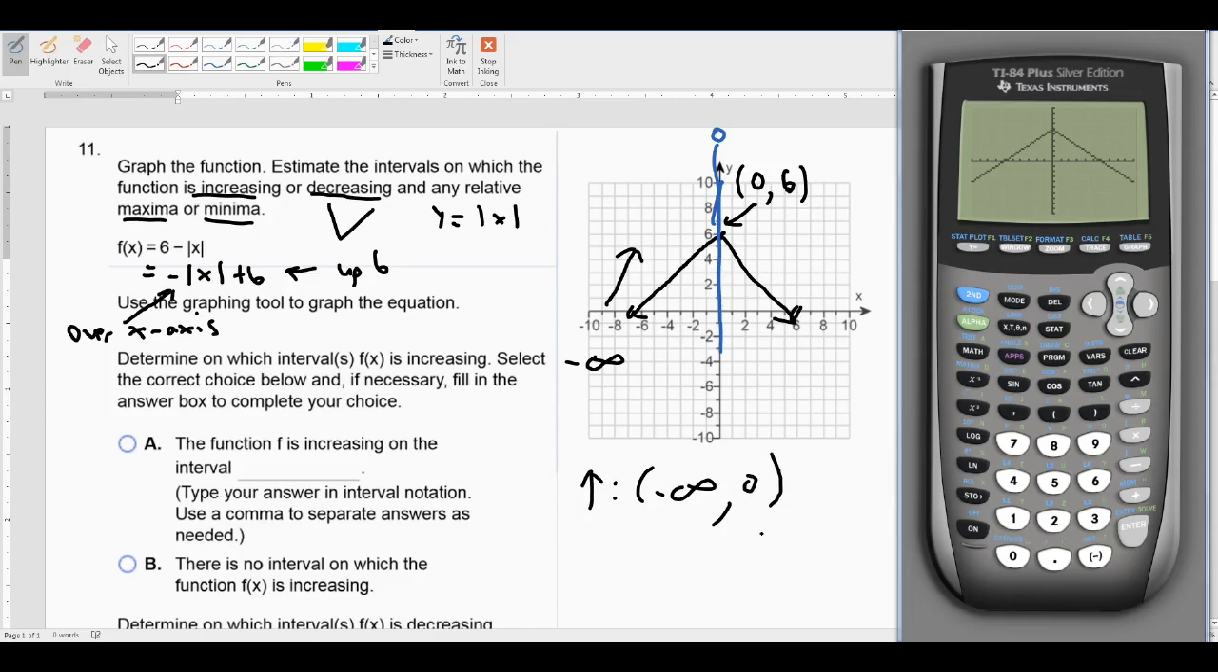I always use parentheses also. And then it's decreasing from that x value, which is still 0. And then how far right does it go? It goes forever to the right. So we use infinity.